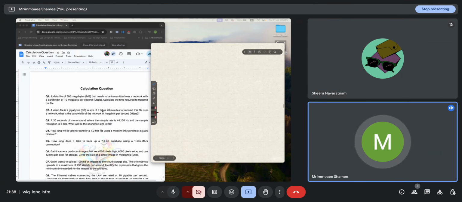Here it is saying that a data file of 500 megabyte needs to be transmitted over a network with a bandwidth of 10 megabits per second. Calculate the time required to transmit the file. It will be better if you write down everything I show you on the screen. Besides that, I also give you the note, but if you write it, it will give you some short-term revision.